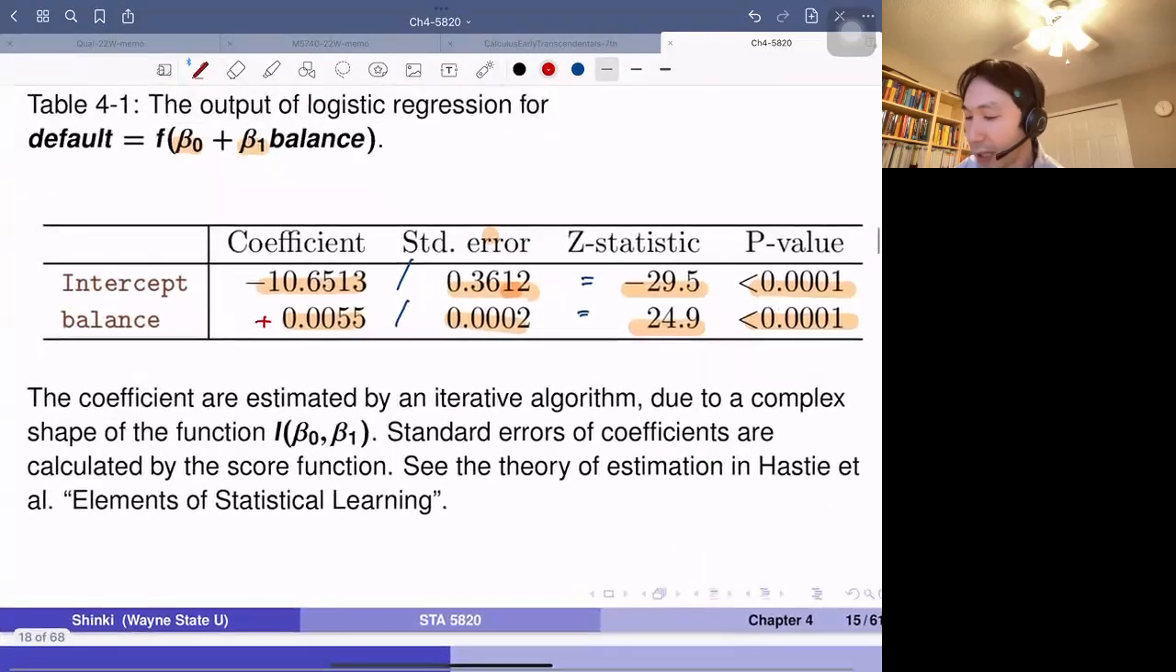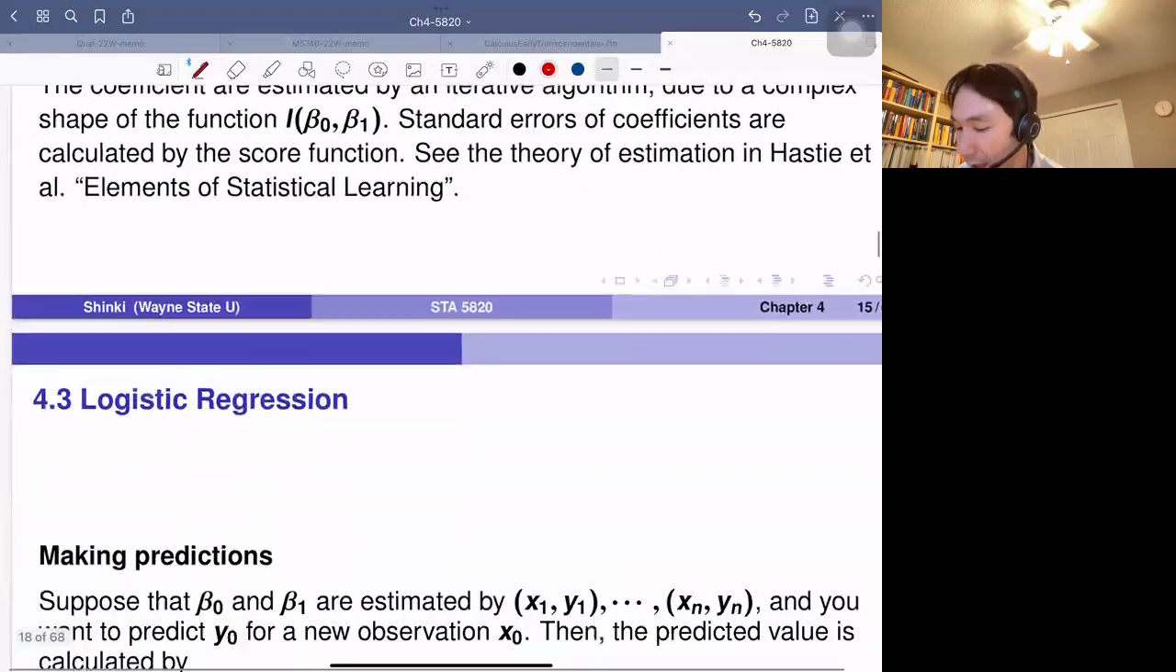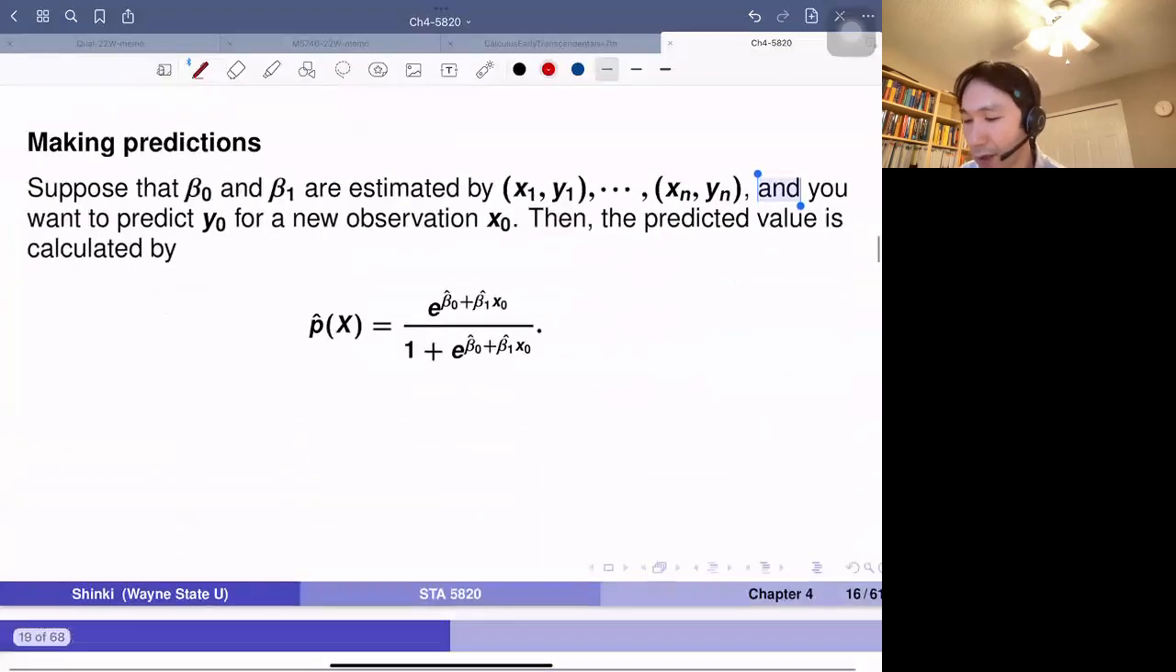And the coefficient itself is not really easy to interpret. This just means that if the balance is $1 higher, then the log odds ratio is higher by 0.0055. So it's a little bit hard to interpret the coefficient itself.